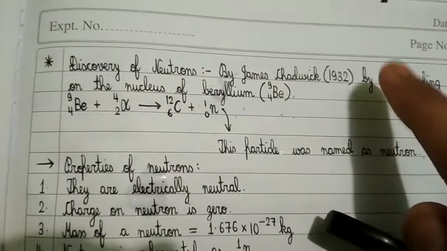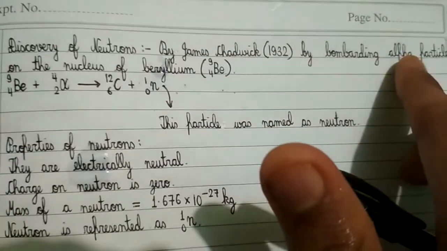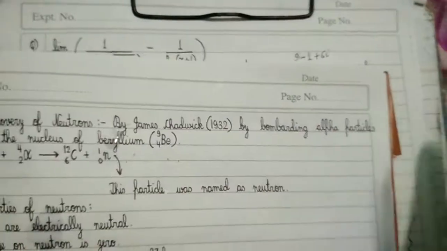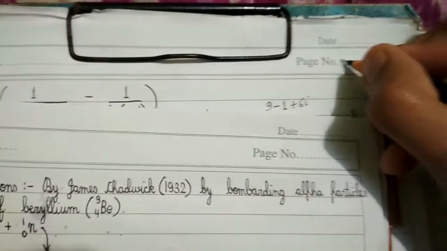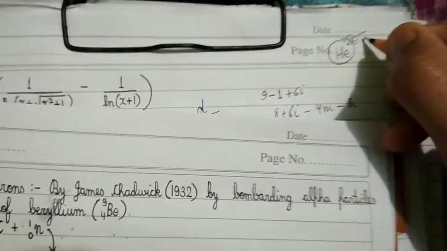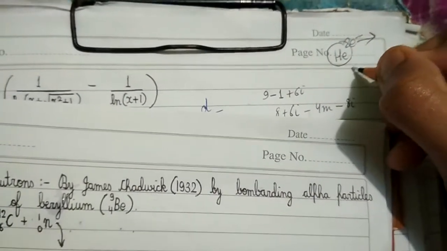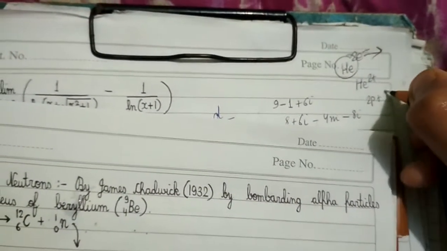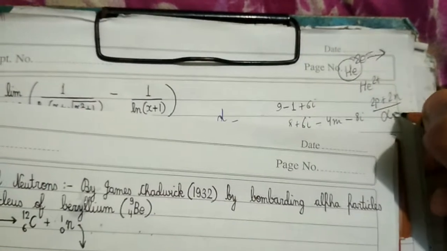This was finally discovered by Sir James Chadwick in 1932 by bombarding alpha particles. Now what is an alpha particle? An alpha particle is a helium nucleus. If you have a helium nucleus and two electrons revolving around it, and you take out these two electrons, you just have the helium nucleus with two protons and two neutrons, and this is known as the alpha particle.